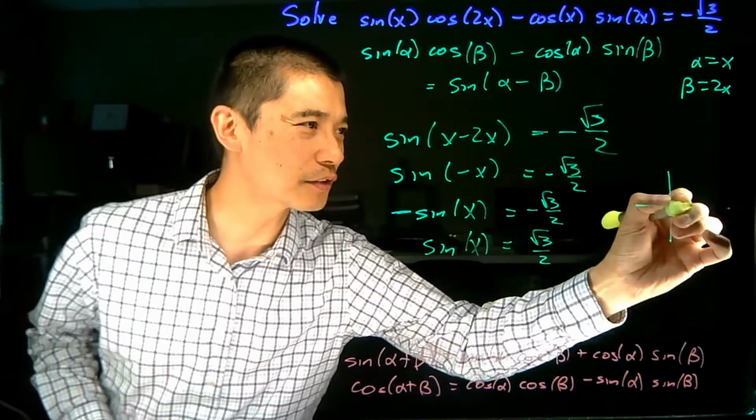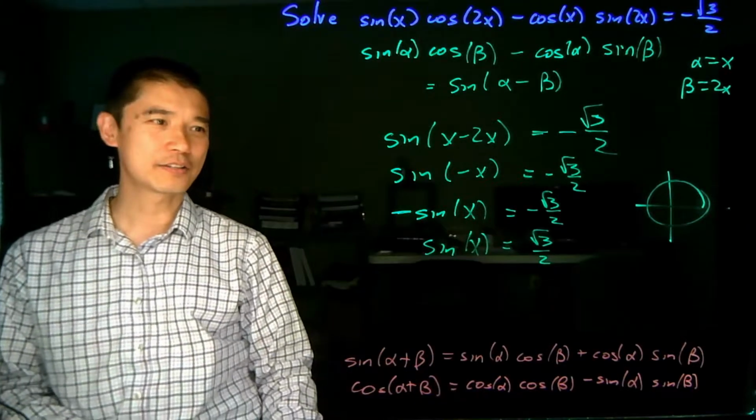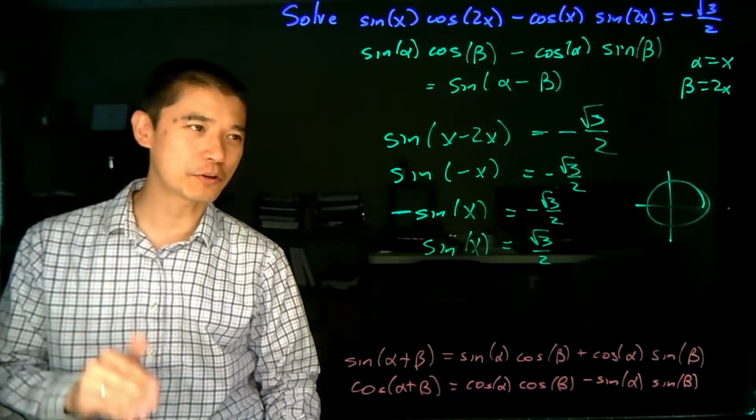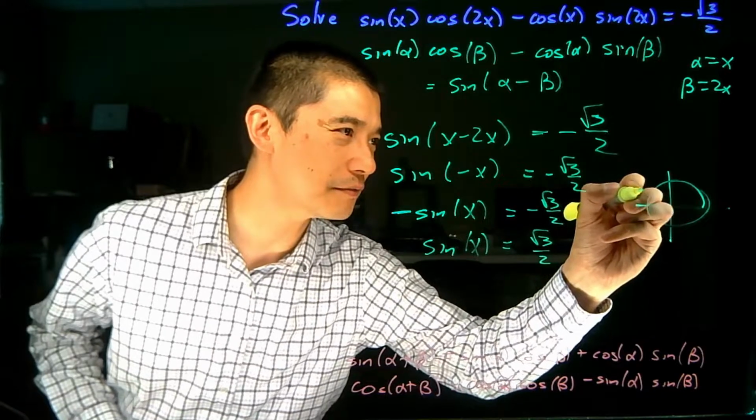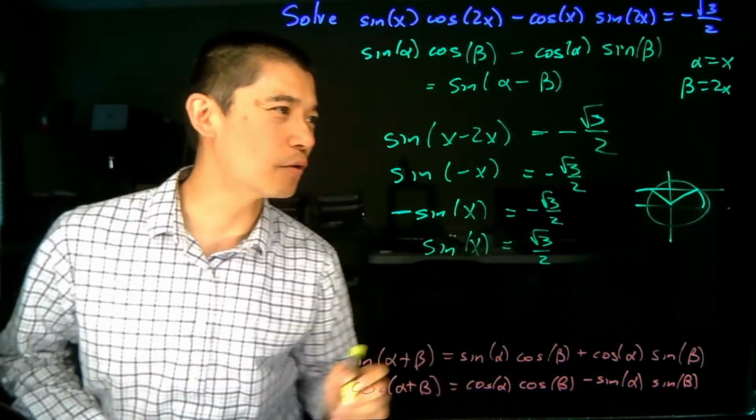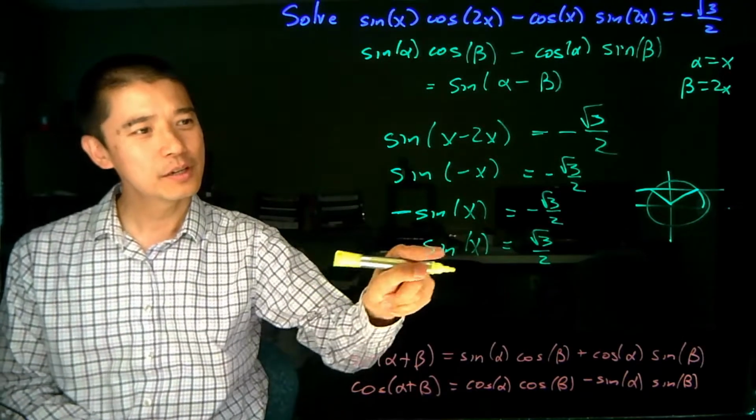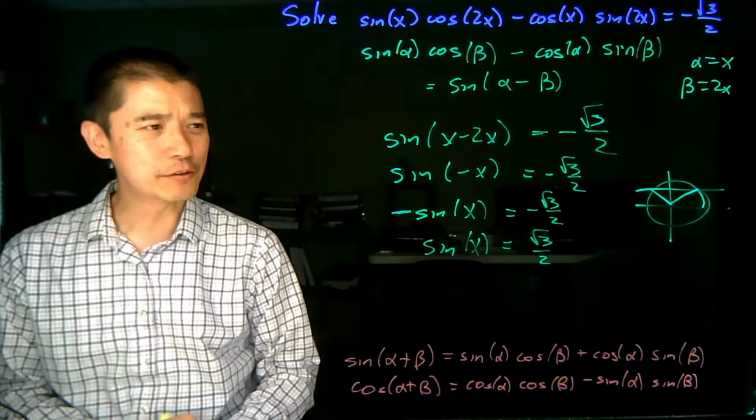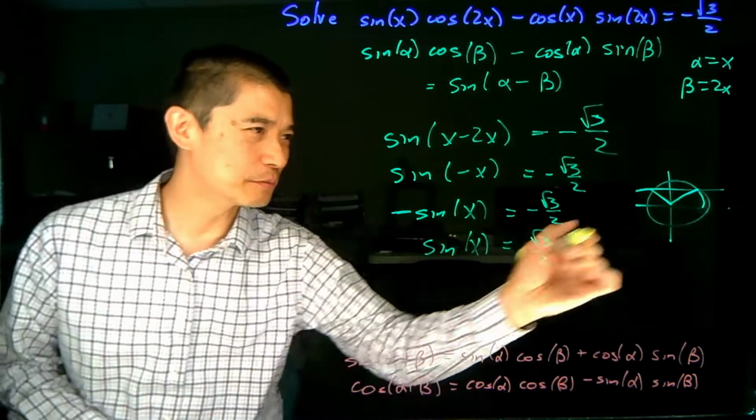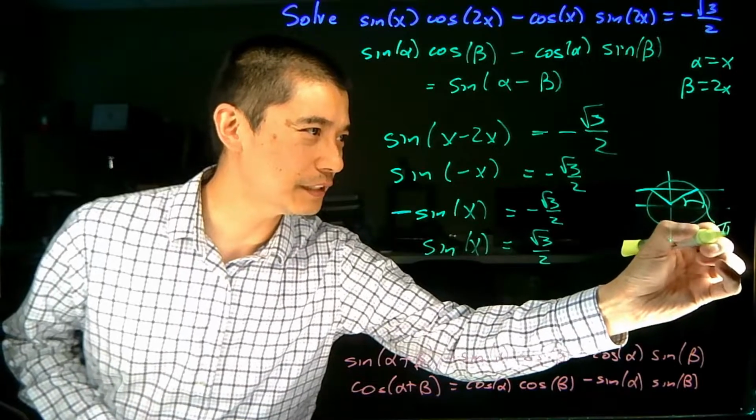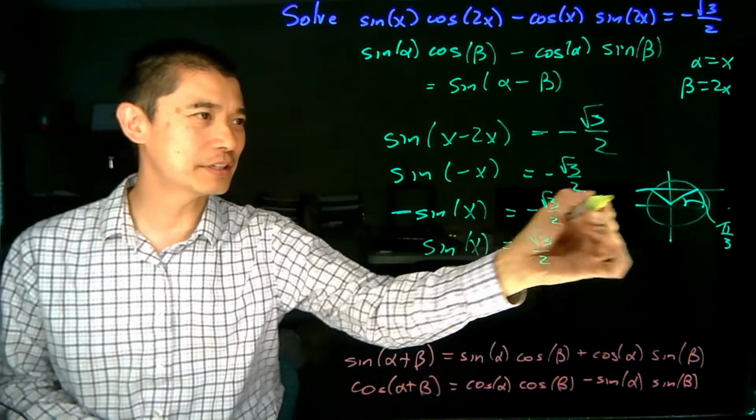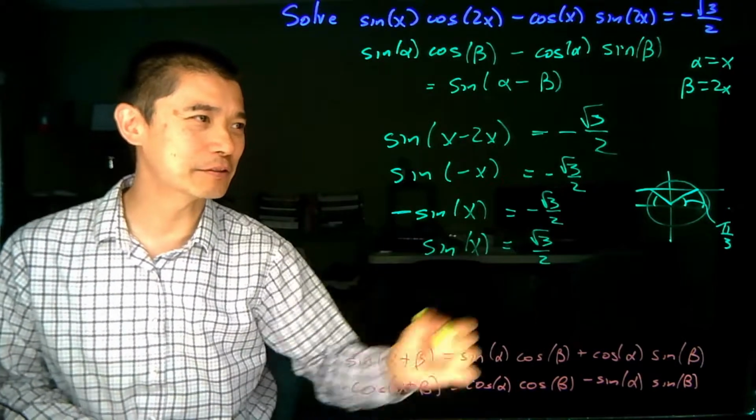Let's take a look at our unit circle picture, right? So sine is the y-coordinate, and we want the y-coordinate to be positive. That's going to give us solutions in quadrants 1 and 2. The reference angle, sine of what is equal to root 3 over 2? You'll remember that's going to be pi over 3, so the reference angle is pi over 3.